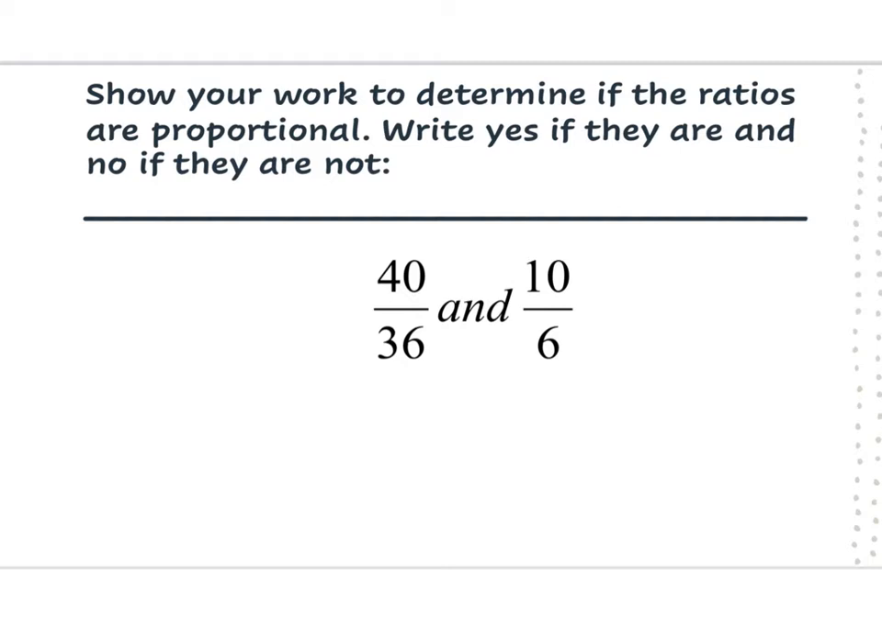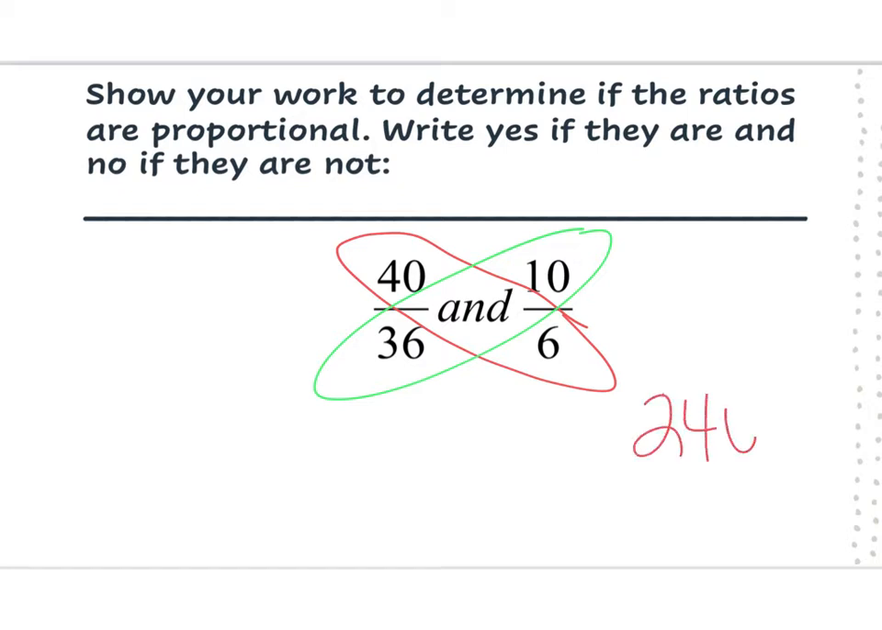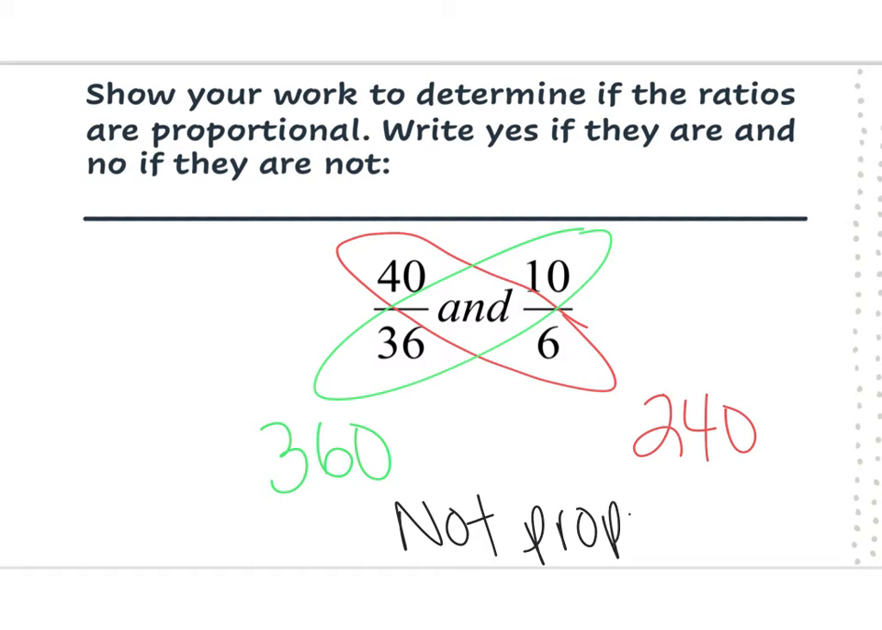There are a bunch of ways that you can do this. For this one, I think the easiest thing is to multiply your diagonals and see if you get the same thing. So for 40 times 6, that would give you 240. And for 36 times 10, that would give you 360. Since we get two different answers when we multiply our diagonals, the answer is no, they are not proportional. If you had gotten the same answer on both sides, then the answer would be yes. Again, this is just one way to solve. In my opinion, it's probably the easiest way.